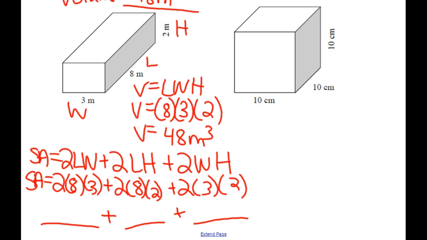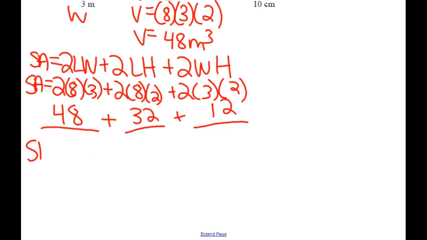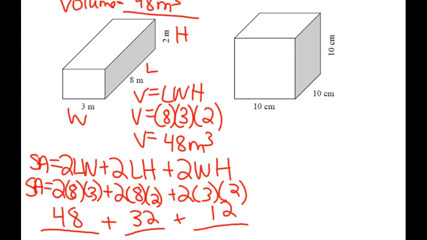The commutative property says we're allowed to change the order that we multiply, and it's easier for me to do in my head 8 times 3, which is 24. 24 times 2 is 48. 2 times 2 is 4. 4 times 8 is 32. 2 times 3 is 6. 6 times 2 is 12. And then I have to add 48 plus 32 plus 12, and we get 92. And that's going to be meters squared. So 92 meters squared is our surface area.